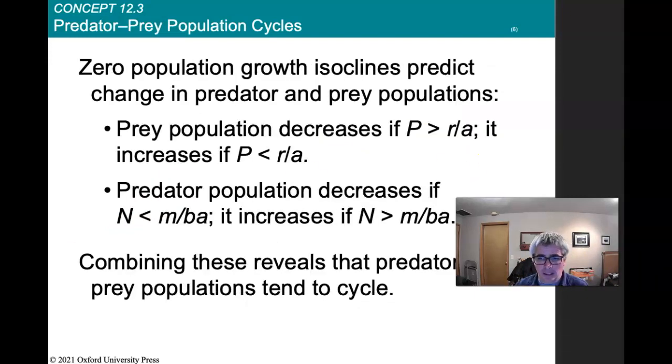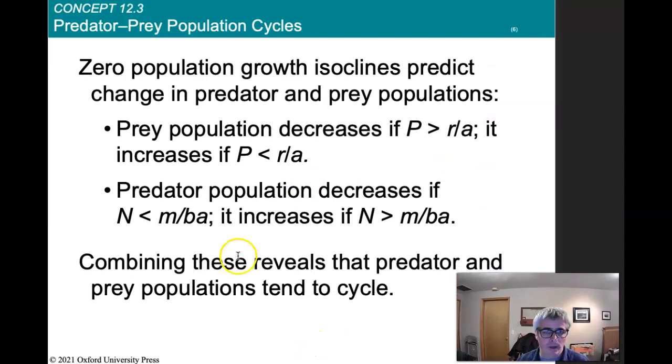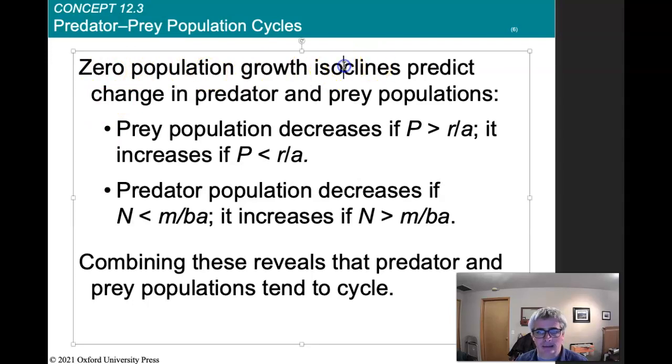These are kind of funky. We'll walk through these. I think they work better on the graph, but I want to talk about the terms, and then we'll walk through the graphs. So, zero population growth isoclines. Cline just means gradation, iso meaning the same, meaning that zero population isoclines are a line at which zero population change occurs. It's a convoluted term to say zero population change line. They predict the change in predator and prey populations.